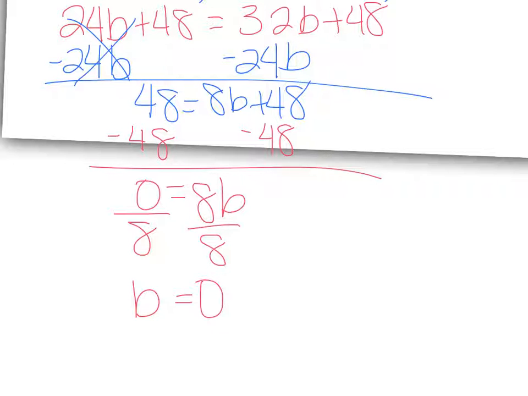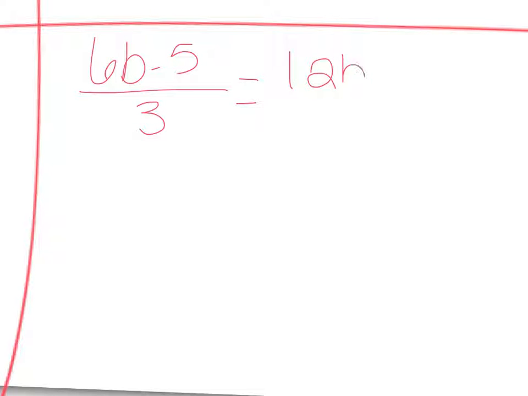Okay, and last one. I'm going to let you guys work this one out and see what you can come up with. I want you guys to give this one a try. 6b minus 5 over 3 equals 12b minus 10 over 6.